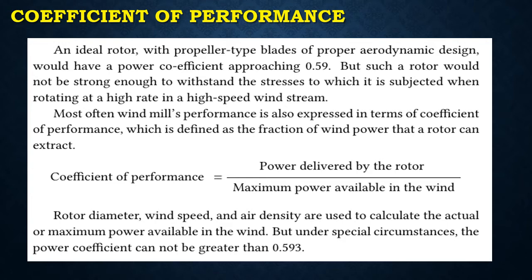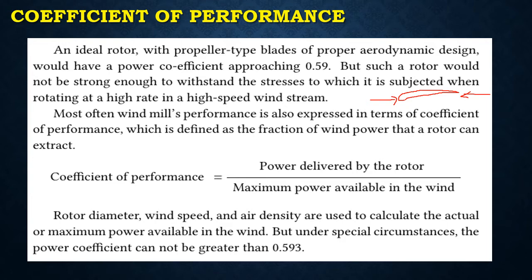You might have observed on the highways that wind turbine blades are carried to the sides of installation. The cross section of the blades generally has an aerofoil shape. So aerofoil shape means like this. I am writing on the screen. So this is called the aerofoil shape. This edge is called the leading edge, whereas the sharp edge at the bottom behind is called the trailing edge. Now this type of blades of proper aerodynamic design would have a power coefficient approaching 0.59.